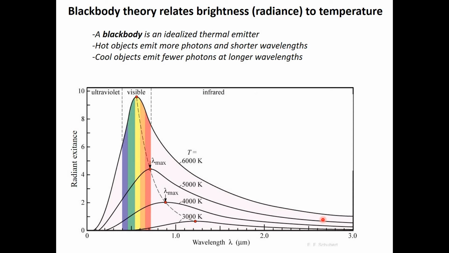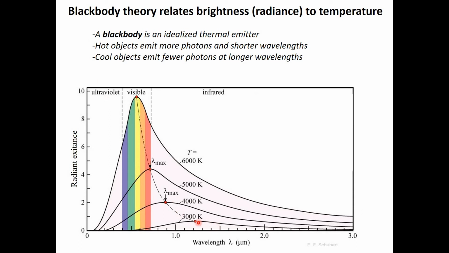Okay, so what's the theory behind this? The theory really starts with this idea of the black body. A black body is an idealized thermal emitter. It's something that emits photons in a predictable pattern. The key thing about a black body is that hotter objects emit more photons at shorter wavelengths. And we just talked about this with the sun.